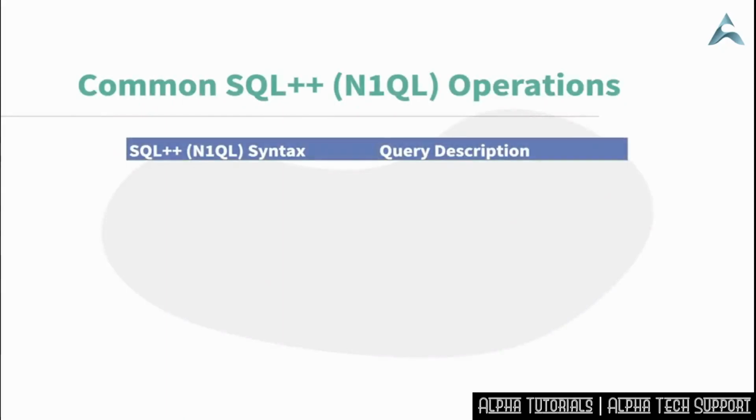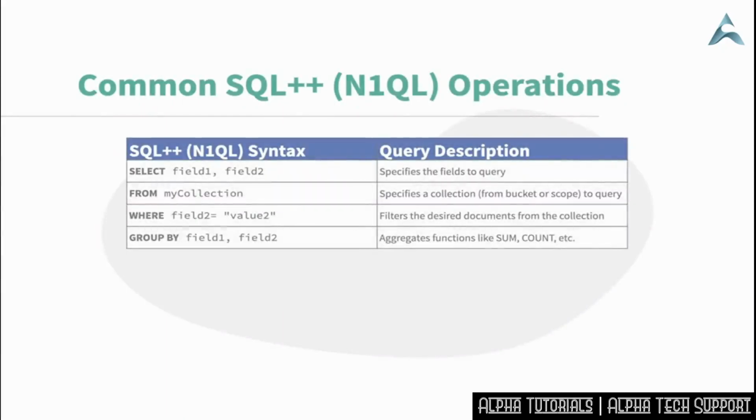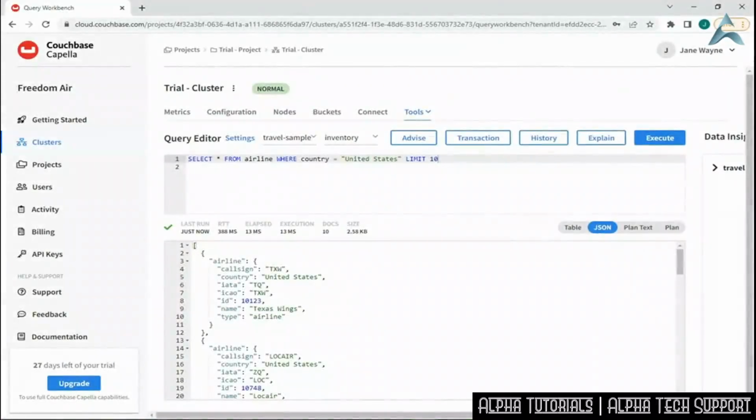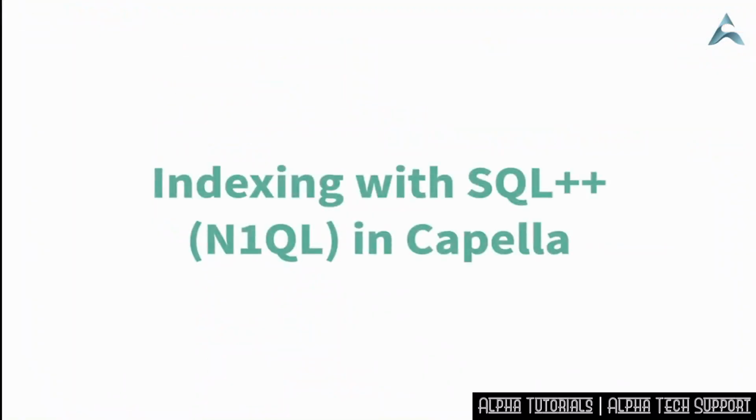Just so you have it on hand, here's a comprehensive list of common operations used in SQL++ querying and their definitions. For example, the from statement allows you to specify a collection to query from, or the join statement allows you to join selected fields for documents in a collection. Now that you have the basic concepts for querying in Couchbase, I hope you can see how if you know SQL, you are ready to take on SQL++.